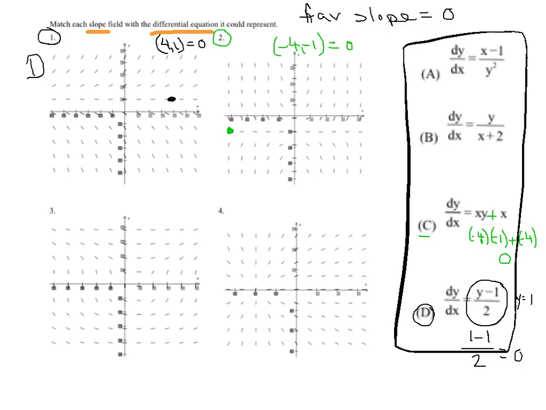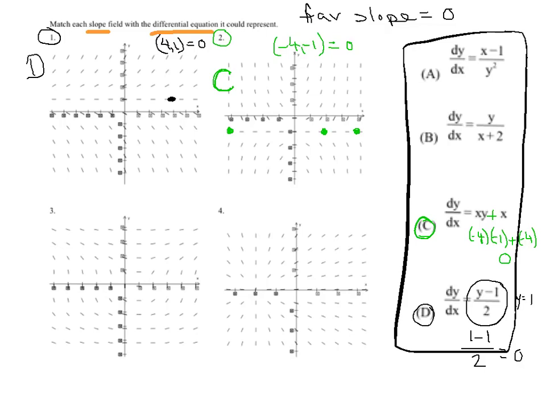Maybe you could plug in 2, comma -1, or 4, comma -1, plug it back into the same differential equation, and see if you get a slope of 0 again. But I don't think this differential equation is going to disappoint you. I think C is going to match up really nicely with graph number 2. All right, we're chugging. We're making progress.